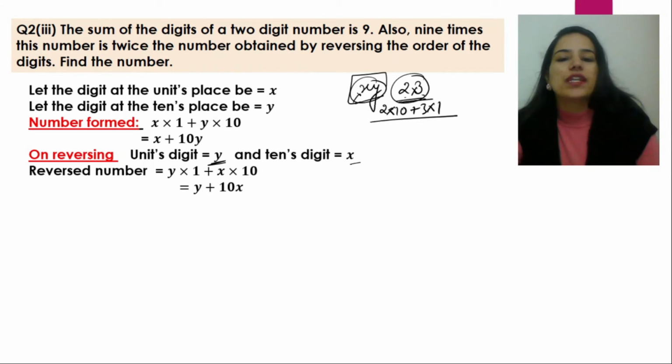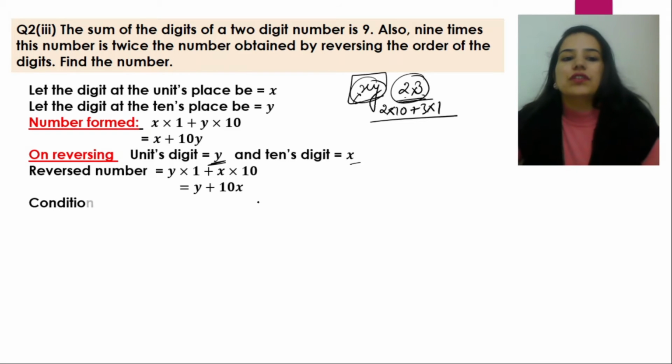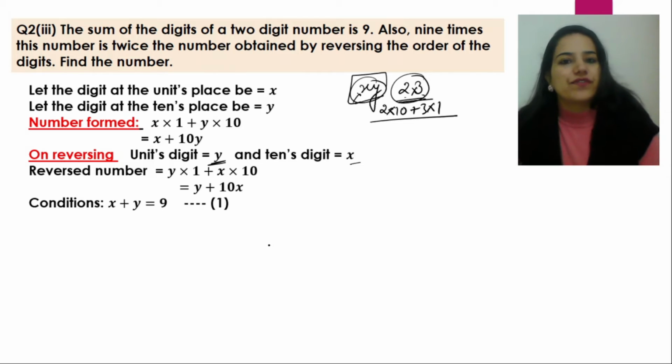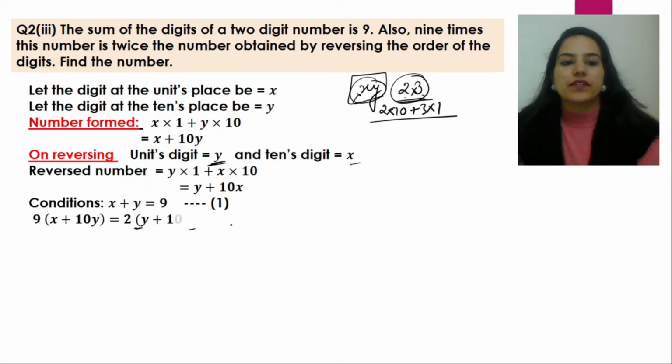I haven't used any condition yet. Now let's look at the condition. First condition, sum of the digits is 9. So x plus y is 9. That's my first equation. The second condition will be 9 times (x plus 10y) is 2 into (y plus 10x). Right? Be careful of the brackets there. And your second equation is 11x minus 88y is 0.